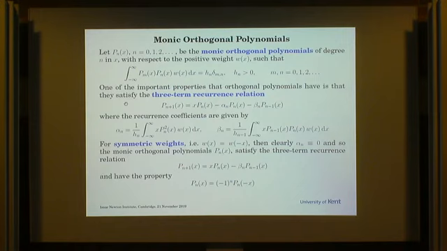Because I'm looking at a symmetric weight, I'm going to consider the whole real line. And so if I look for symmetric weights, then we clearly see that the alpha n is equal to 0, and so I only have to worry about working out what the beta n is. So I have a much simpler three-term recurrence relation, and also the polynomials have this symmetry property here.